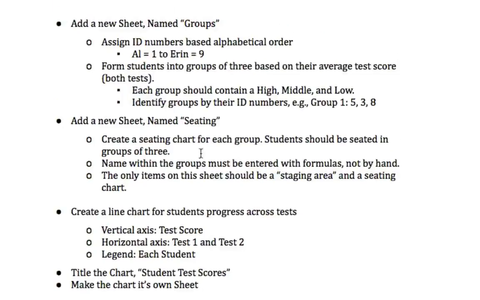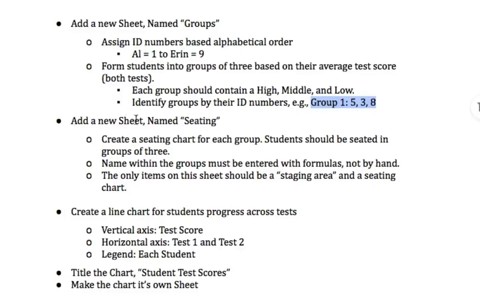All right, then I want you to add a new sheet. Name this one Groups. I want you to assign ID numbers to each one of the students, right, and make them alphabetical order. So Al will be number 1 and Aaron will be number 9. So I want you to form the students into groups of 3, right, based on their average test score. So each group should contain a high, a middle, and a low, so just like our example. And then I want you to actually tell me what the groups are, so identify the groups based on their ID number. So say my first group will be ID number 5, ID number 3, and ID number 8. So somewhere on your Google Sheet, I want to see these groups.